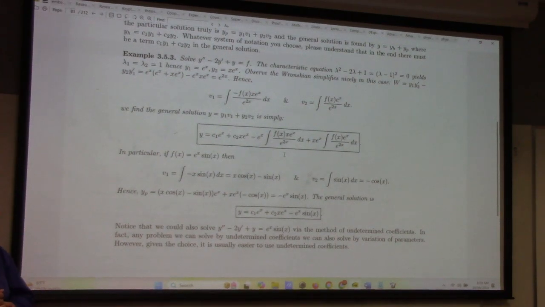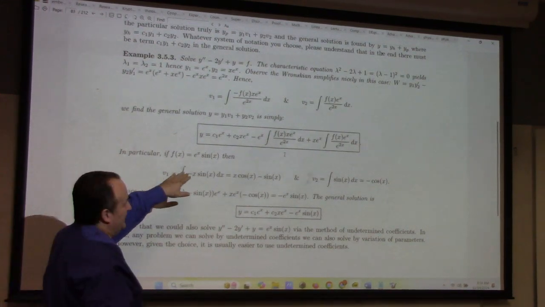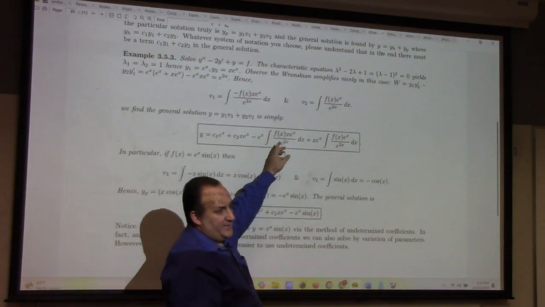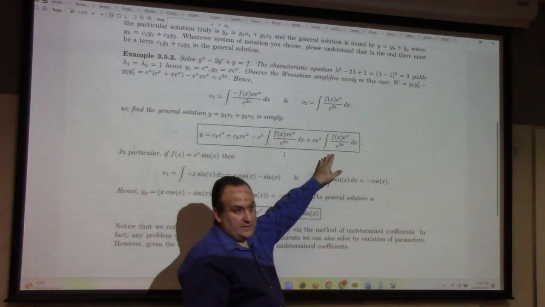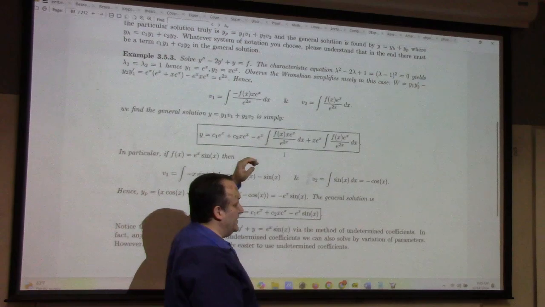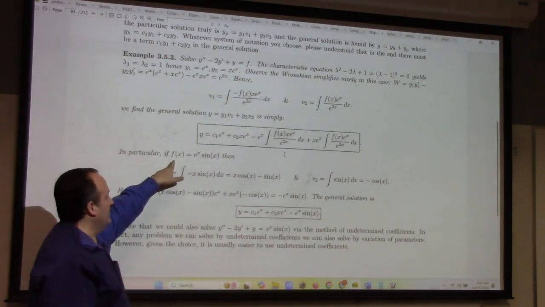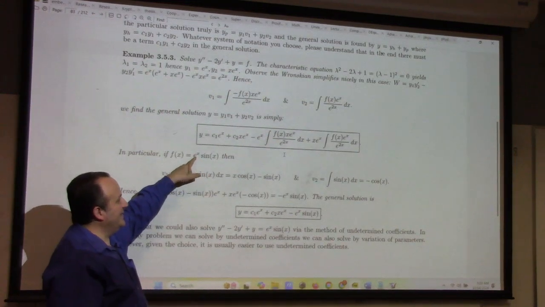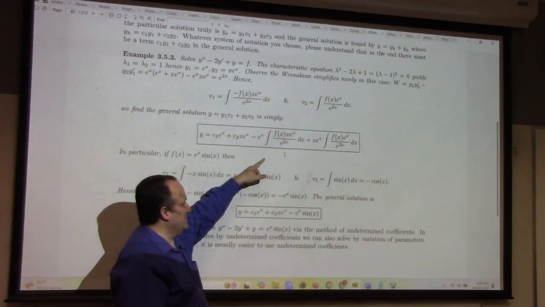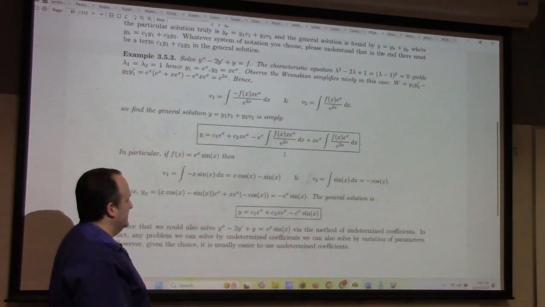Yeah, that's right. So that's license for you to leave your answer as an integral. That's what that means. So this is the answer, because until I give you details about f, that's as far as we can go, right? As far as you can go. If I did know that f of x was e to the x sine x, then I could plug those in there and try to do the integrals.